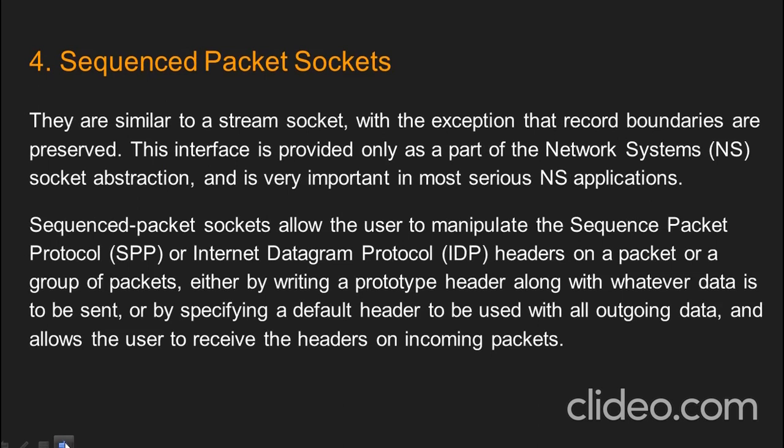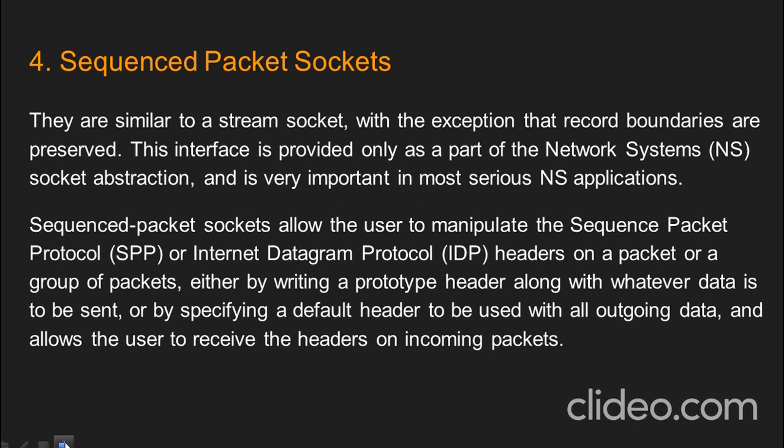The next one is sequenced packet sockets. They are similar to the stream socket with the exception that record boundaries are preserved. This type of socket is rarely used. This interface is provided only as a part of the network systems, and is very important in most serious NS applications. The sequenced packet sockets allow the user to manipulate the packet protocol, that is, the sequenced packet protocol or the internet datagram protocol.